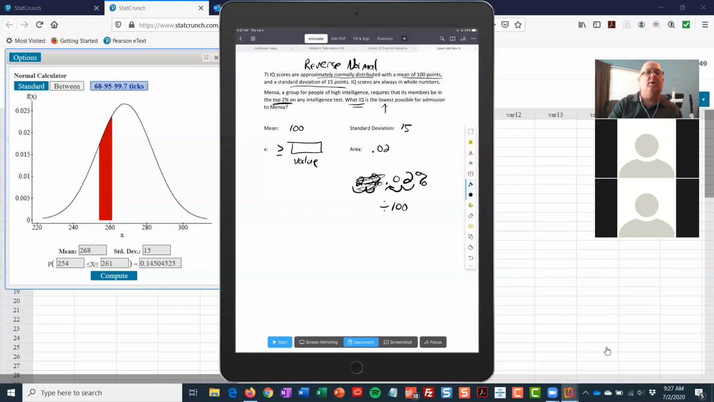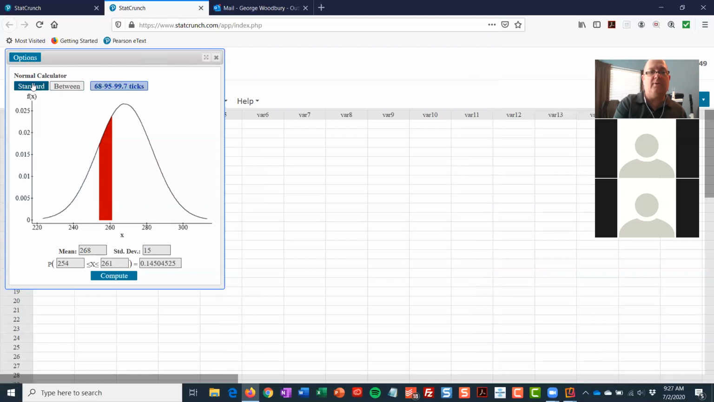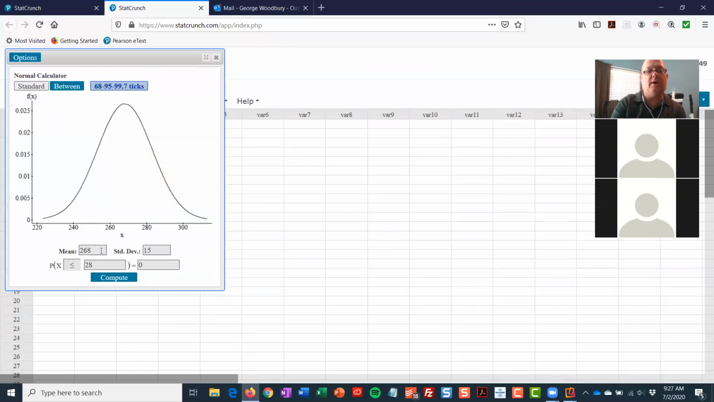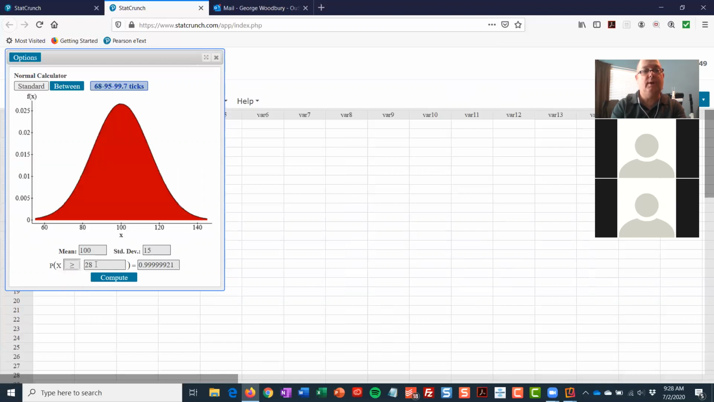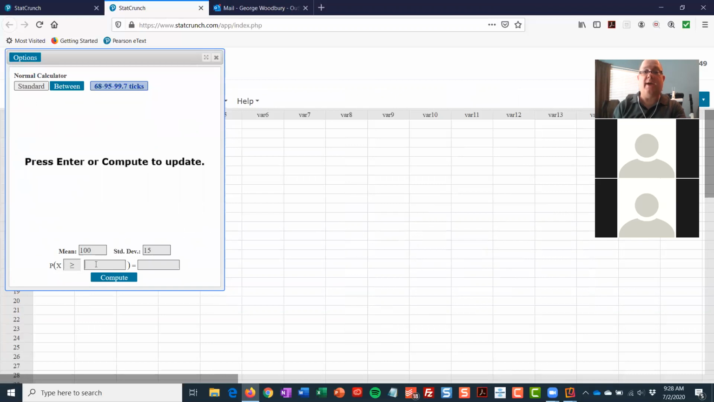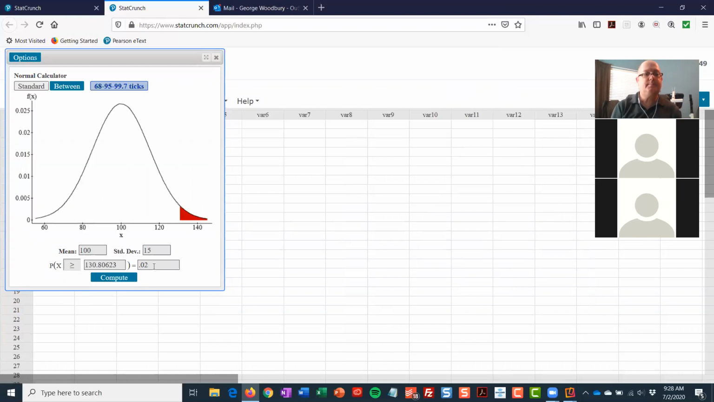So back to the normal calculator, going back to standard, I'm going to enter my new mean, 100. Standard deviation happens to be 15 again, so I'll leave that alone. I want greater than or equal to. I'm going to leave that blank. And then the last step is to put the area in the right-hand box. And so this gives me a value of 130.8.